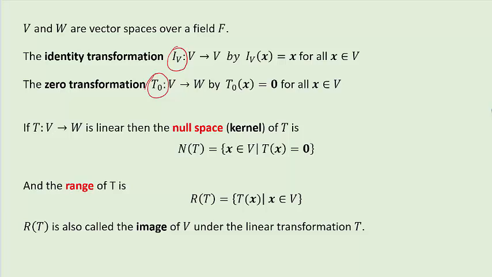And the range of T, well, we called it the image of G under the homomorphism phi. Well, this is the image of V under the linear transformation T. It's denoted R of T, and it's simply the set of T of X where X is in V. You know that it is a subset of W. In fact, it's going to be a subspace. The range of T is also called the image of V under the transformation T.